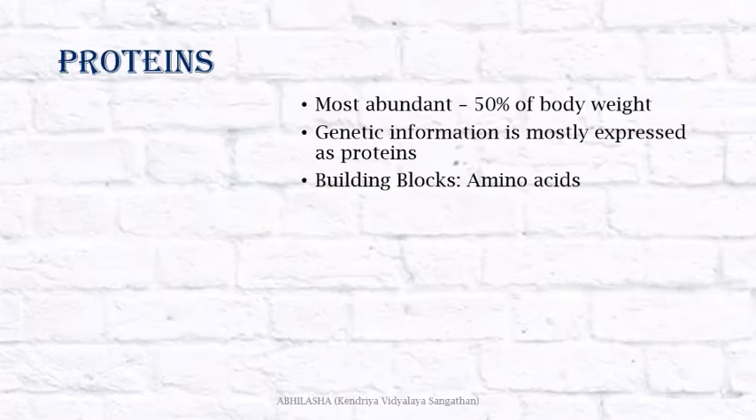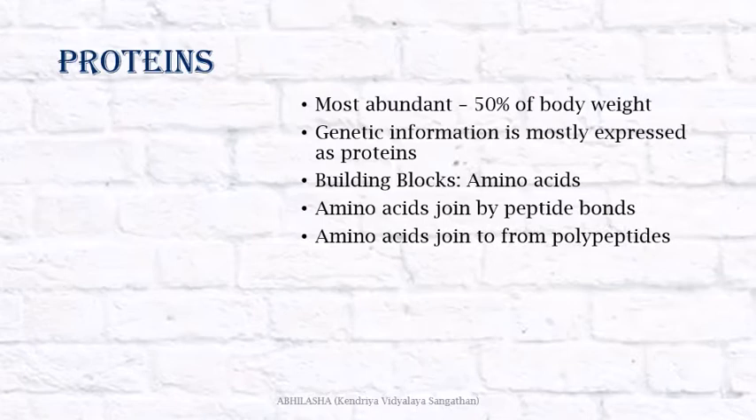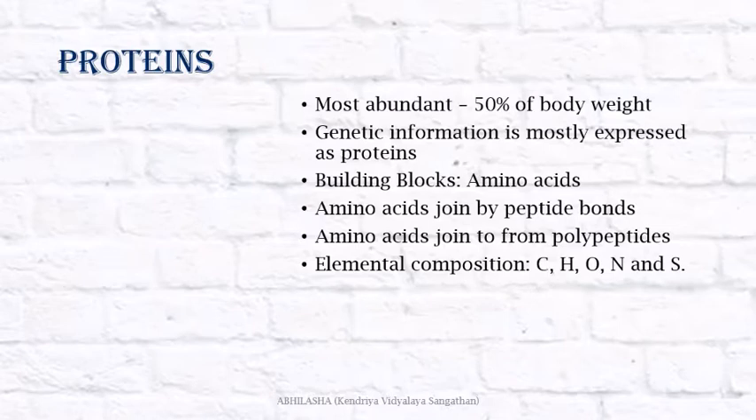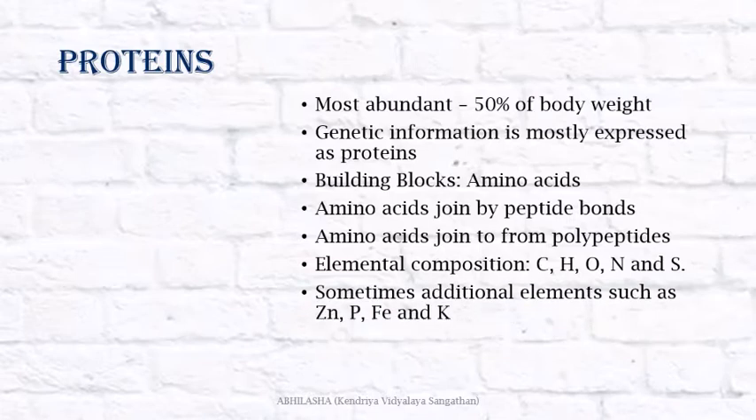The genetic information is mostly expressed as proteins. The building blocks of proteins are amino acids, which are joined by peptide bonds. The amino acids join to form polypeptides. The elemental composition of proteins is carbon, hydrogen, oxygen, nitrogen, and sulfur. Besides these, additional elements such as zinc, phosphorus, iron, and potassium are also present. Now, since amino acids are the units that form proteins or polypeptides, let's start with the structure of amino acids.